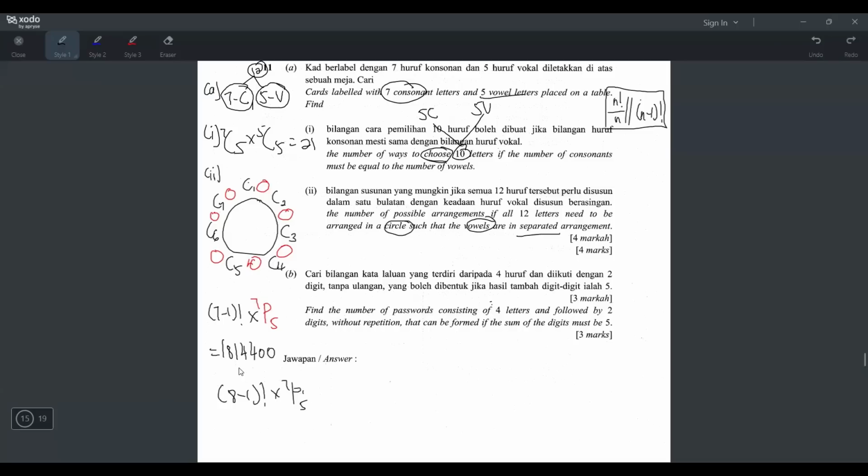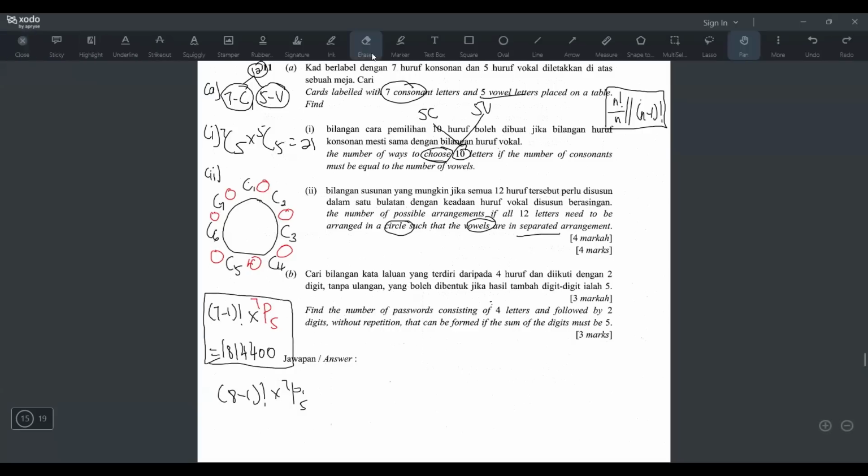But I think the schema is wrong. So I will stick to my answer here. The schema did 8 minus 1, but where does the 8 come from? There's no 8 here, right? It should be 7. I can say this confidently. I think the schema is wrong, because it should be 7 minus 1 factorial.